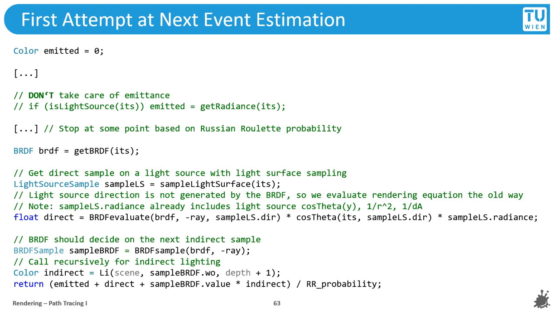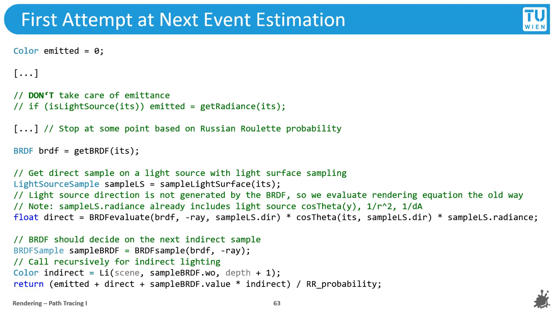Note that in this case, the differential area of the light source, cosine at the light source sample location, and squared distance are all already packed into the returned radiance value. All we have to do is evaluate the BRDF for the sample direction and multiply with the local cosine of theta. The rest of the function is as before. We recursively perform sampling over multiple bounces based on a sample that we got from the BRDF. Finally, we add together the results for direct and indirect lighting and return their sum.